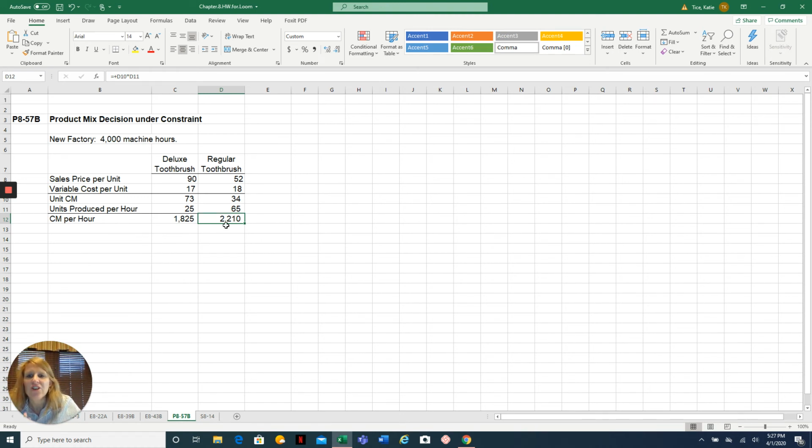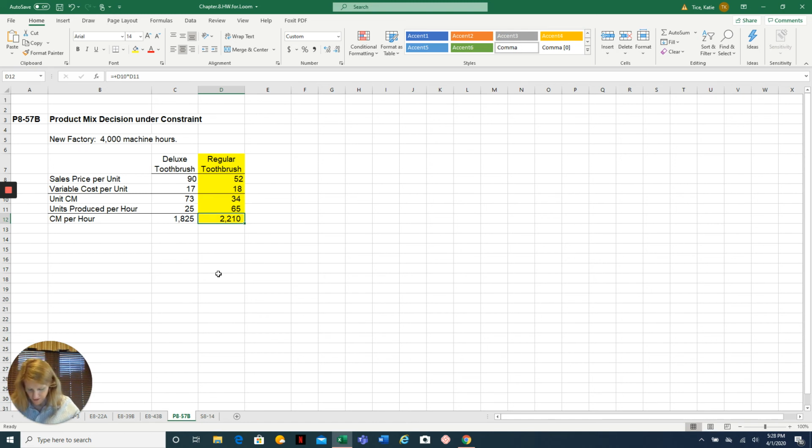So assuming that there's unlimited demand for regular toothbrushes, we actually would want to focus on producing and selling all regular toothbrushes because that has the highest contribution margin per hour.